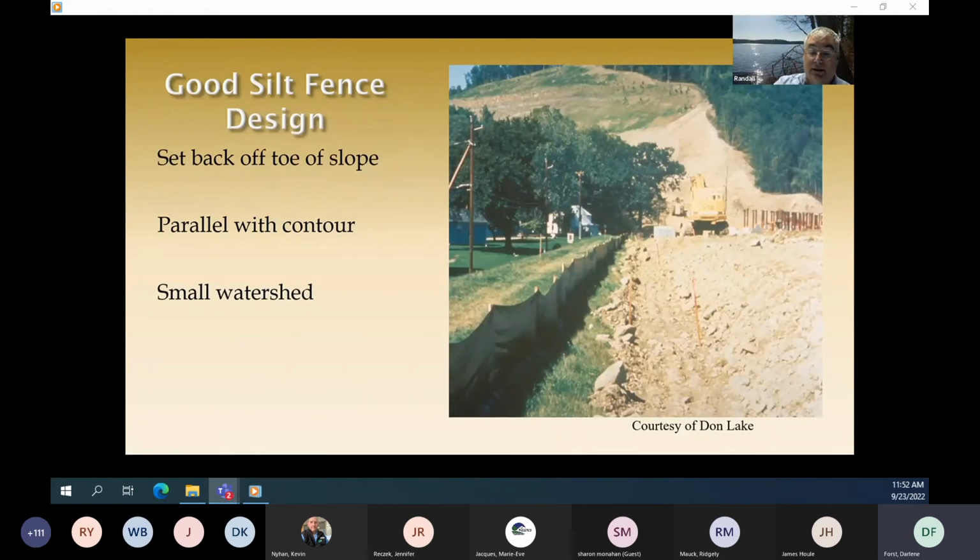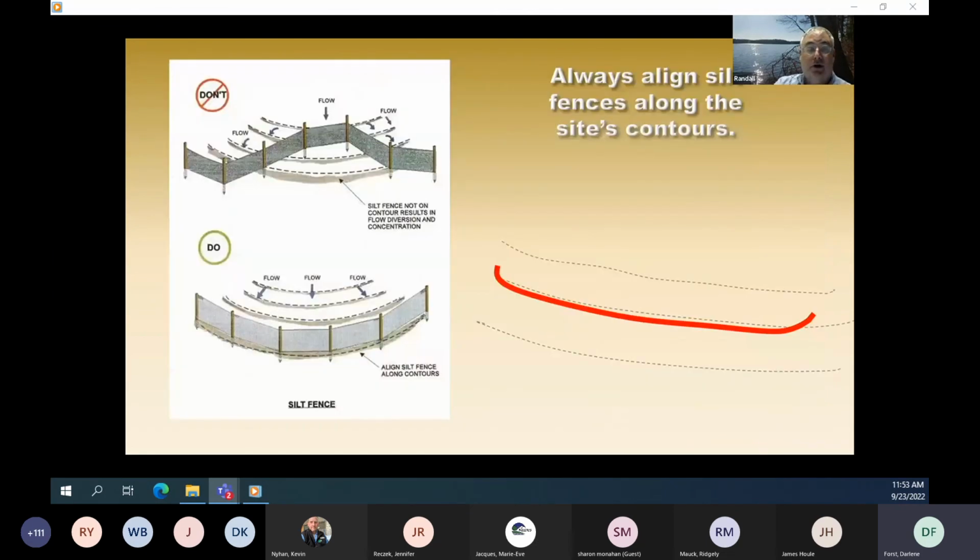Here's a great example, courtesy of Don Lake, where the silt fence is a good 10 feet off the toe of the slope. There are some larger stones that have rolled off the side, but they stop before they hit the silt fence. There's a good buffer behind it to protect the neighbors, so they're not going to have an issue there. It's running parallel with the contours, so we're going to make sure that everything is working right. You want to make sure that the ends of the silt fence are turned up so that the water's not running out and running around it.